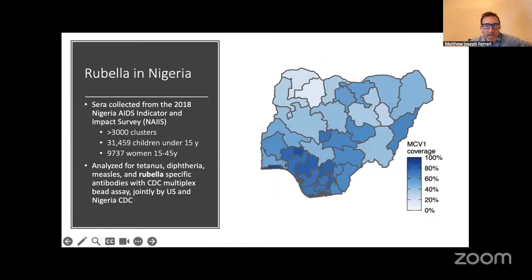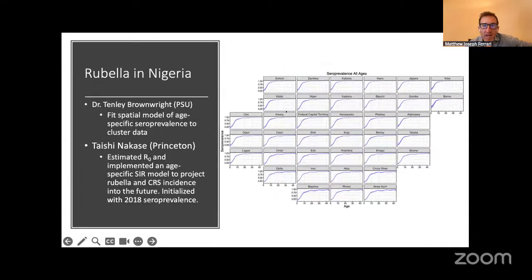And this is a project that we did in collaboration with the Nigeria CDC and the US CDC to analyze a large nationally representative serological survey to understand the current distribution of risk for rubella and how that might change when measles-only vaccine is replaced with measles and rubella combined vaccine. And so in a bunch of work that was conducted by Tenley Brownwright here at Penn State and Taishi Nakaze, who was at Princeton at the time, has shown that the transmission rates for rubella are about 2 times higher in the north than in the south.